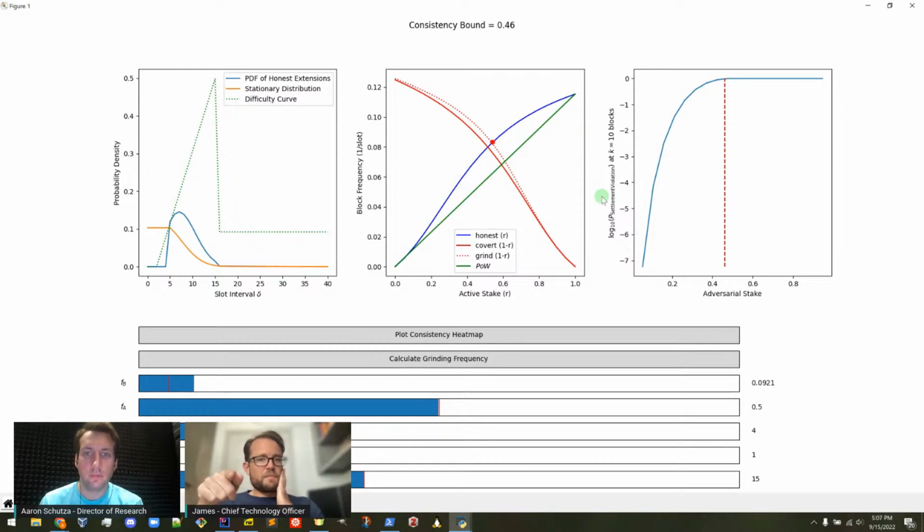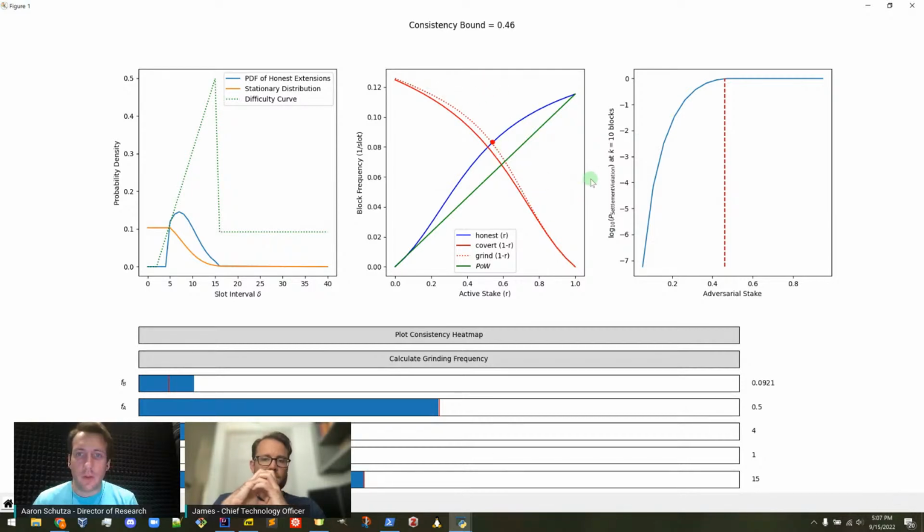The consistency bound was 49% before. Yeah, and now it's slightly modified. It's been modified to 0.46, and you can see we've got network delay, we've got grinding simultaneously, and we're still just calculating the intersection point between two trends. But this trend was calculated by a different means. This is the simulation result, right?